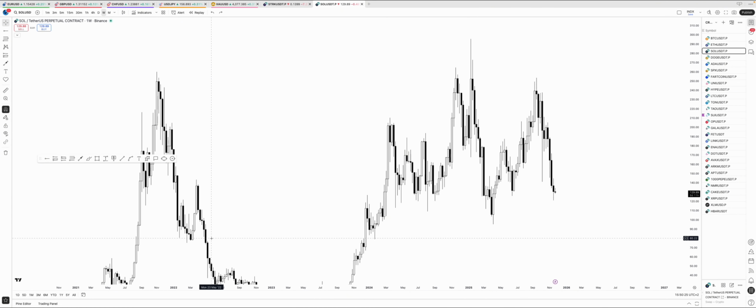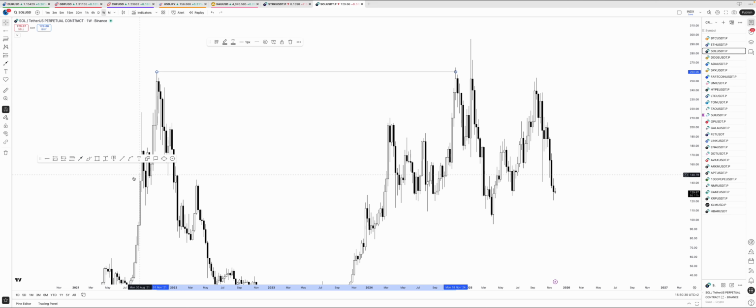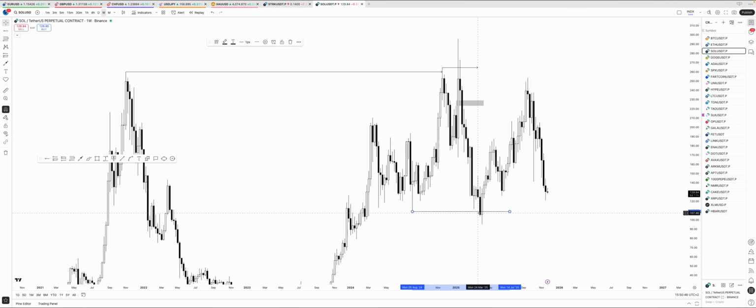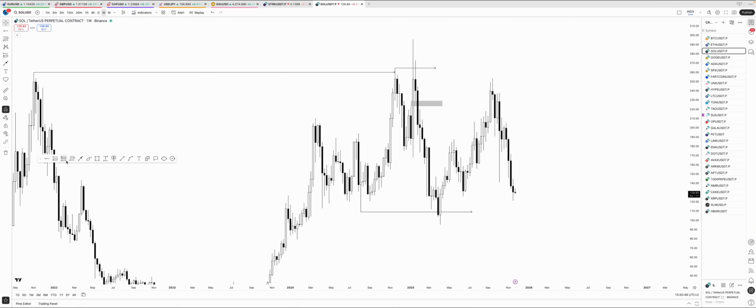A very interesting situation we can observe on Solana. Here you can see a beautiful grab of liquidity. After this, price again sweeps liquidity. And we have inversion of our imbalance. Then price has a beautiful reaction from our target. And we have a retracement to our premium zone, as you can see.